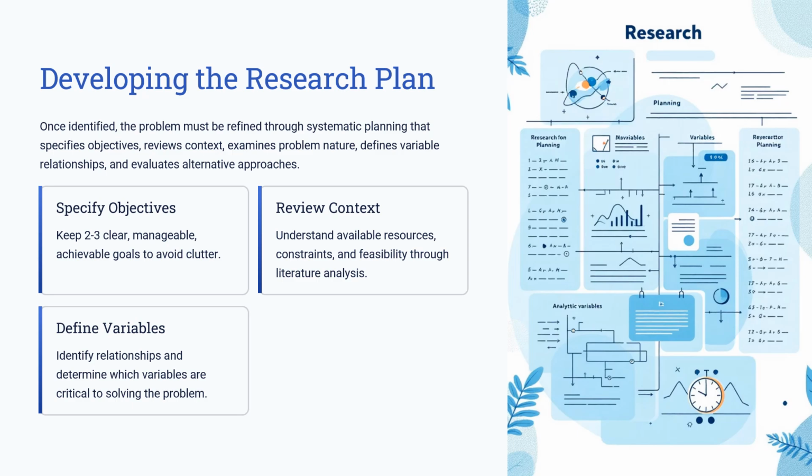Specify objectives. It's a good idea to keep 2 or 3 clear, manageable, achievable goals to avoid clutter. Review context. Understand available resources, constraints, and feasibility through literature analysis. Define variables, identify relationships, and determine which variables are critical to solving the problem.